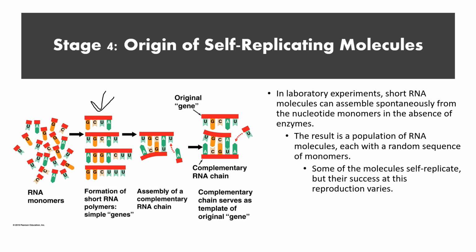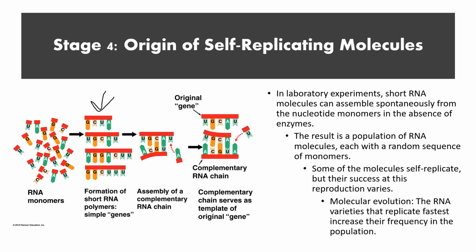Now, some of these molecules will be able to self-replicate, and their success will vary. Some of them are going to be able to self-replicate very well, other ones won't. Those that can will then be the ones that replicate fastest, and they will increase in frequency in the population. Okay, and so again, this is one of the most complex steps of how this process of life arose. But the main thing to know is that we think RNA is going to be the original genetic material.